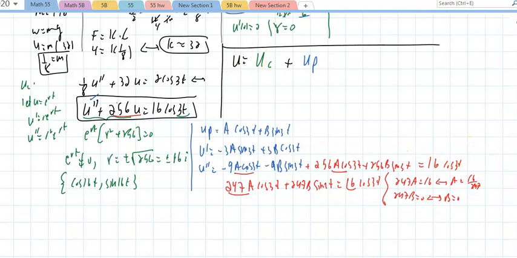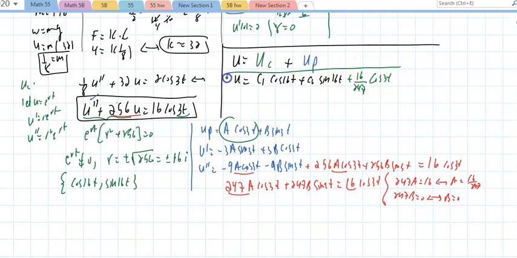So I'm going to say the solution to this is C1 the cosine of 16t plus C2 the sine of 16t plus 16 over 247, that was A, the cosine of 3t. There we go. That would be my general solution.